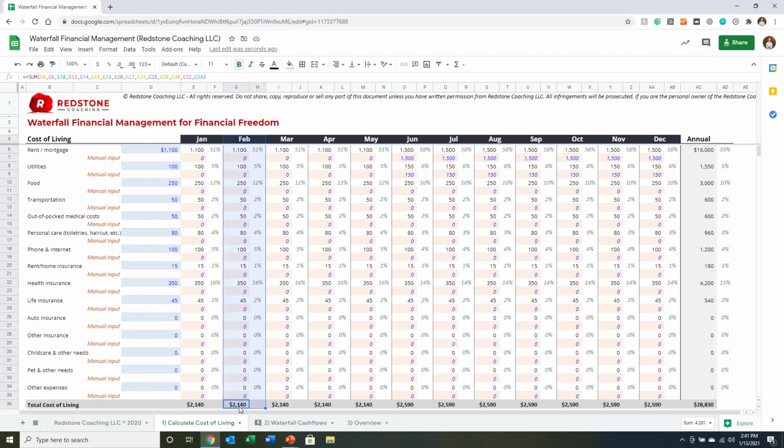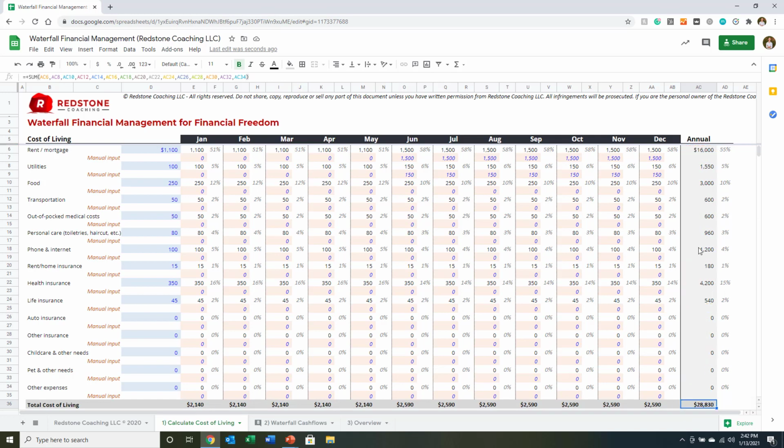And then for February, it's going to be the same. And then you said we moved in June and we started changing. So we changed rent to 1,500. We changed utilities to 150. Well, now you can see that the monthly cost of living for June is higher. And then all the remaining months going forward are higher. And then this final summary total cost of living is summing all of the annuals. And you can see it's calculating the annuals here.